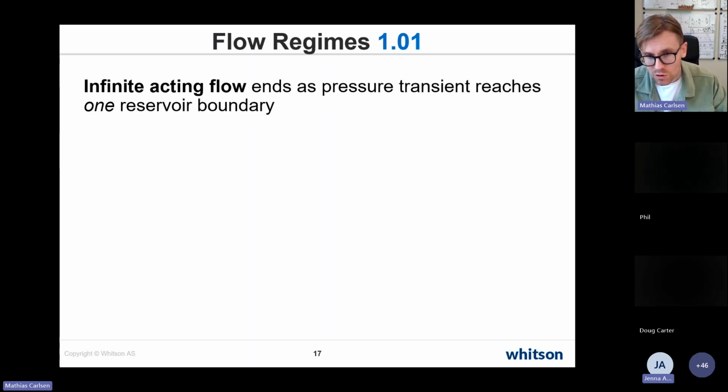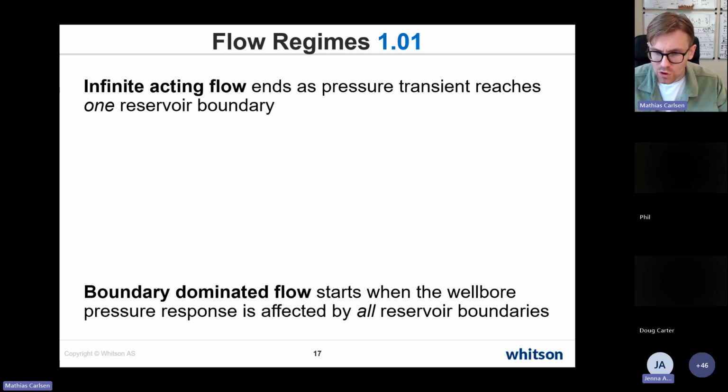The total opposite extreme of that is what we call boundary dominated flow. That's what we learned about in school. If you've done reservoir engineering in school and you remember the term pseudo-steady state, at least that was what they taught when I was in school, or they also called it tank-like depletion. Pseudo-steady state, boundary dominated flow, and tank-like depletion are all the same thing. It starts when the wellbore pressure response is affected by all the reservoir boundaries.